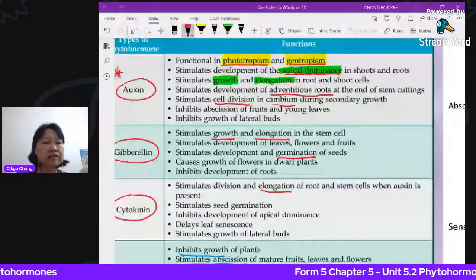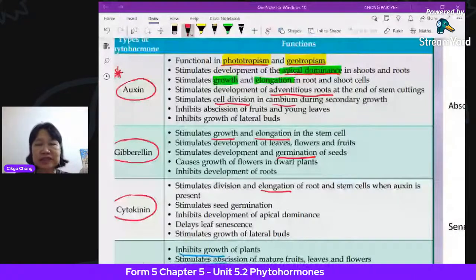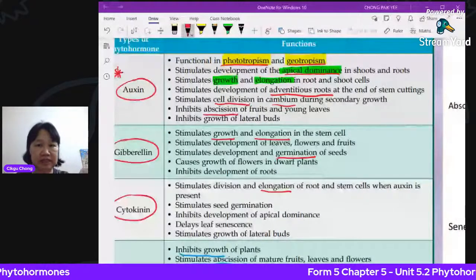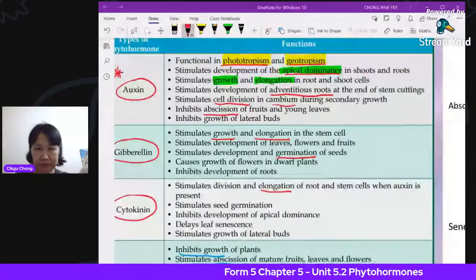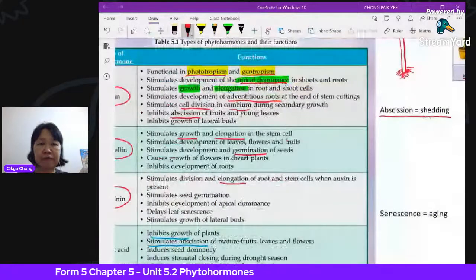Okay, now next one. A lot of new terms you're going to learn today. Inhibits, that means stop it. Stop what? Abscission. What is the meaning of abscission? Abscission means shedding, of fruits and young leaves.